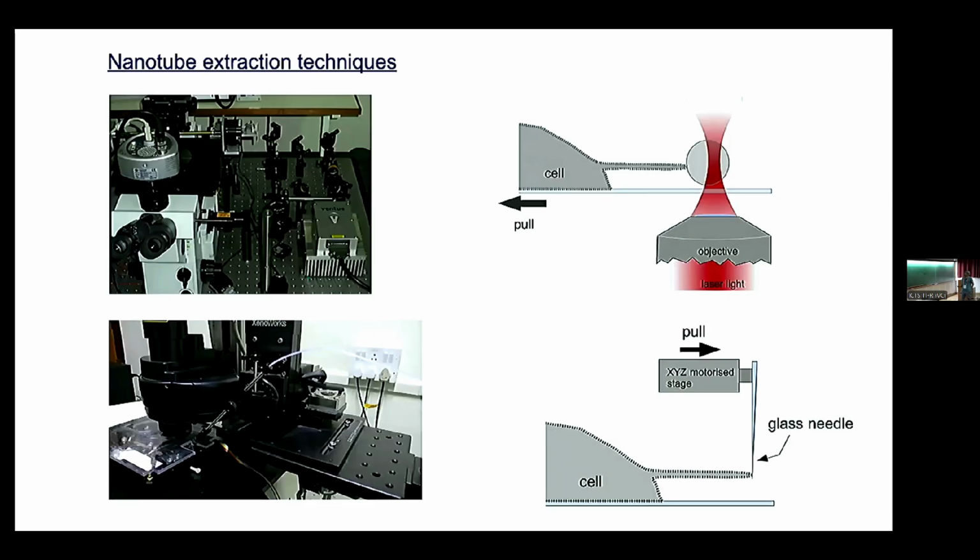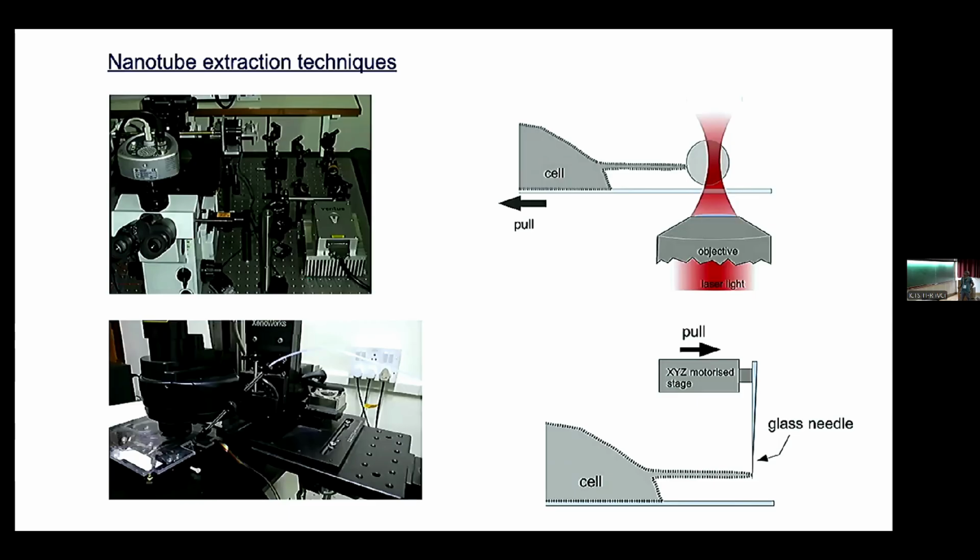The technique is very straightforward. You have a cell here. You come with a plastic bead, about a micron in diameter, and you trap it in an optical trap. Then you stick the bead to the membrane and change the distance between the cell and the bead. In this case, the cell is moved away from the trapped bead, and when you do that, you extract a membrane tube out of the cell.